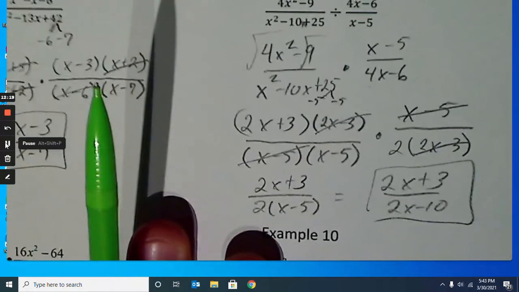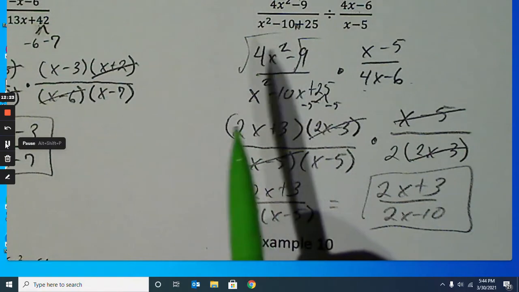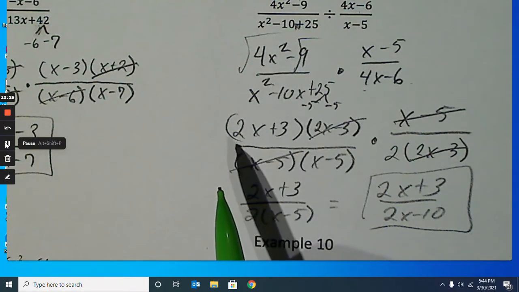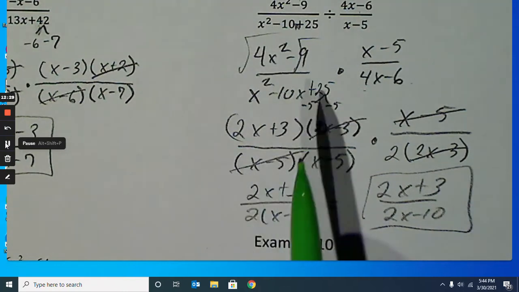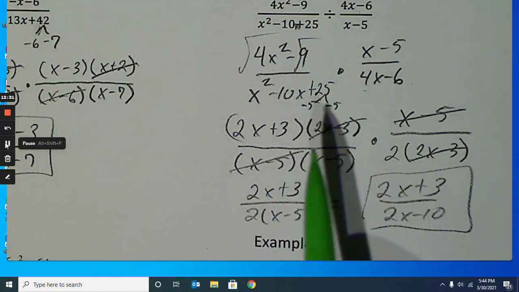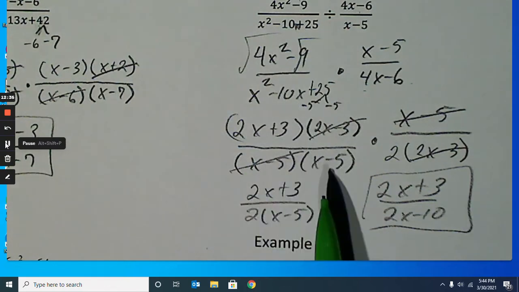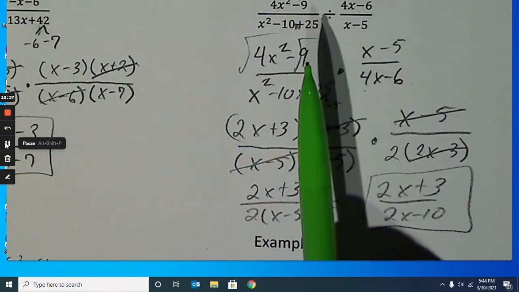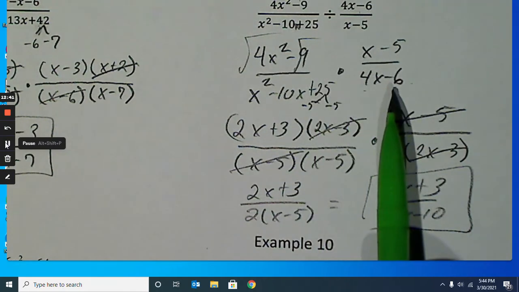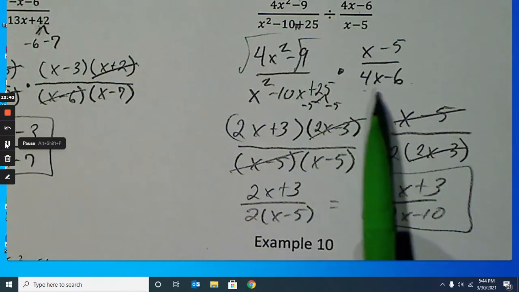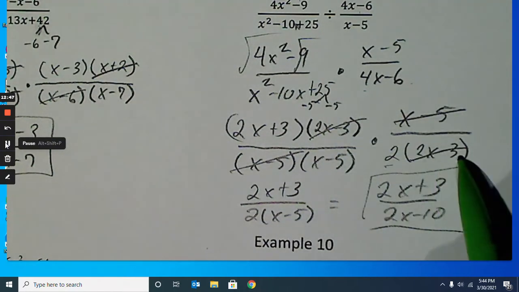8. Okay, this is difference of squares. So that becomes 2x and 3. So 2x plus 3, 2x minus 3. This 25 is a negative 5 and negative 5 because I needed to give me a negative 10 in the middle. So x minus 5 and x minus 5. Division means I flip it to the reciprocal of x minus 5, 4x minus 6. This is a GCF of 2. That gives me 2x minus 3.